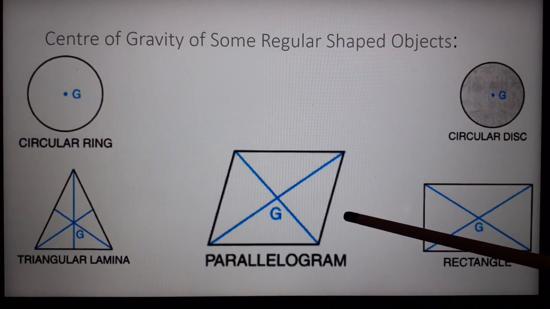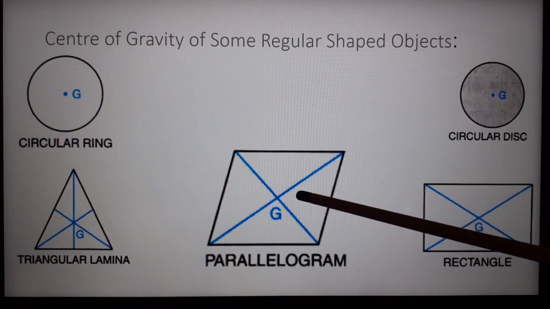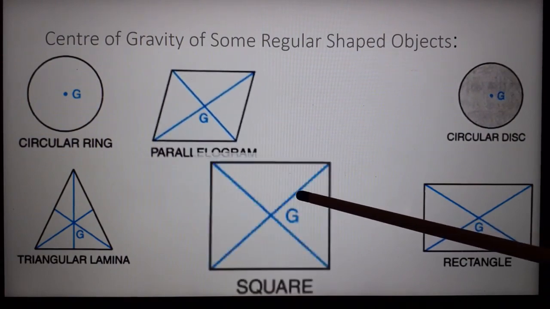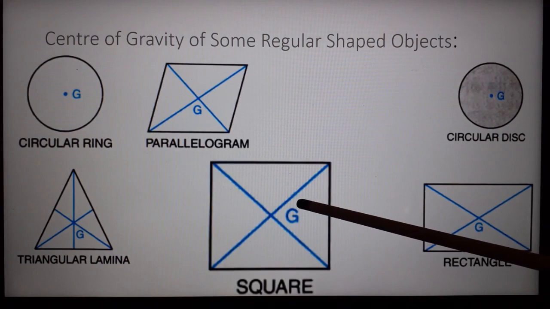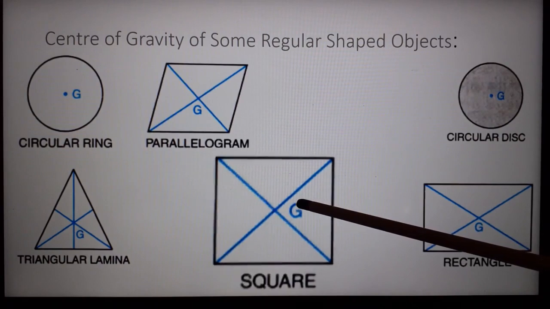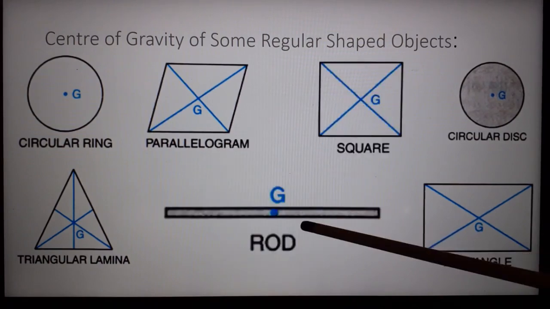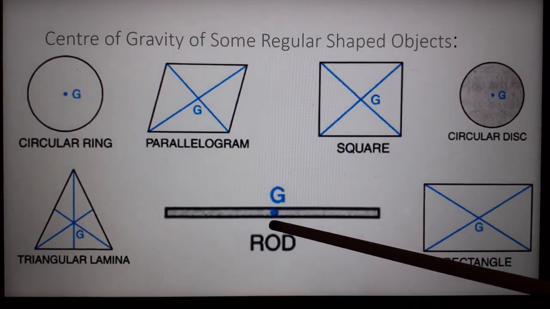Then we have a parallelogram. Again, the intersection point of the diagonals gives you the center of gravity. For a square as well, it is the intersection point of the diagonals. Then for a rod or a wire, meaning cylindrical shaped objects, we have it as the midpoint of the axis.